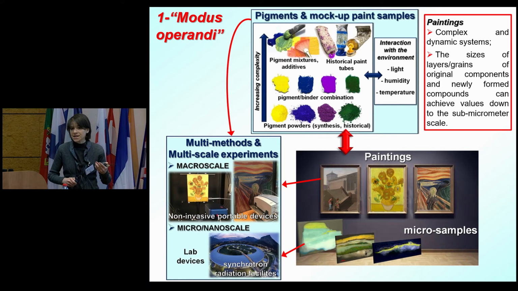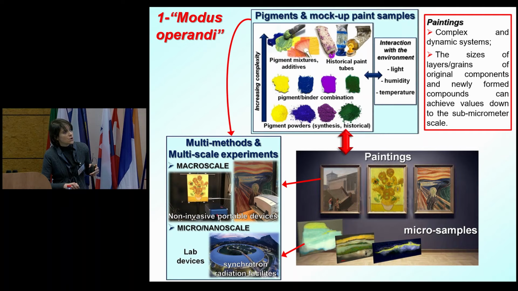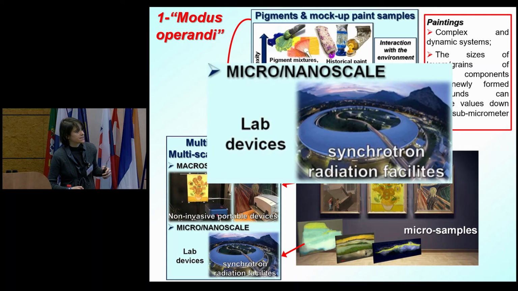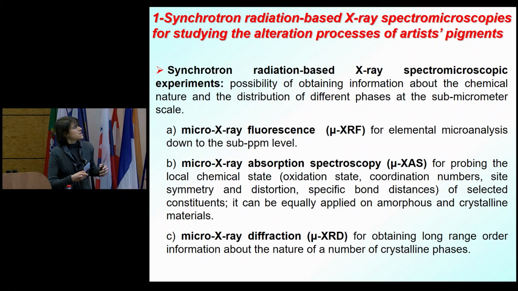Of course, we have to consider that the chemical transformation can be present as a layer or as grains that can reach sizes at the submicrometer scale. So today, I will focus on presenting how X-ray spectromicroscopy methods can be used for studying this kind of process. Synchrotron radiation-based X-ray spectromicroscopy methods are useful for obtaining information about the chemical nature and distribution of different phases at the submicrometer scale.